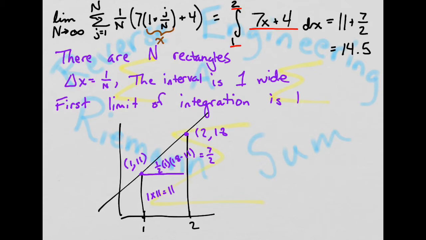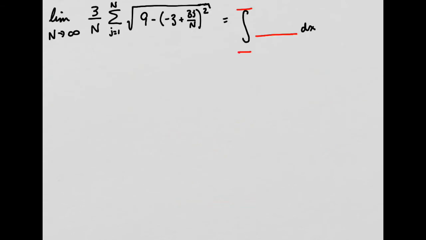So let's go on and let's do another problem like this. So let's solve this puppy. So again, if you're looking at this, you'll notice that we have n rectangles. And for each rectangle, we want to find what is the width of our rectangle. And so the only option we have is actually outside the sum, and that's going to be 3 over n.